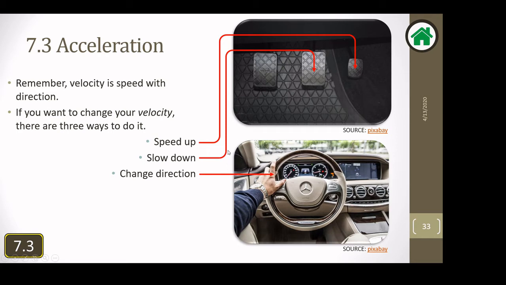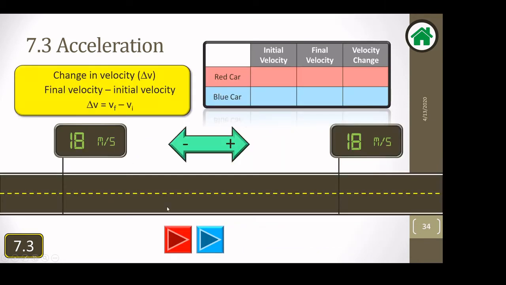So these are the three ways that you can change your velocity in a car. You can speed up, slow down, or change direction. And if you do any of those things, then you have experienced acceleration, because acceleration is simply a change in velocity over time. We'll get to that in just a moment.